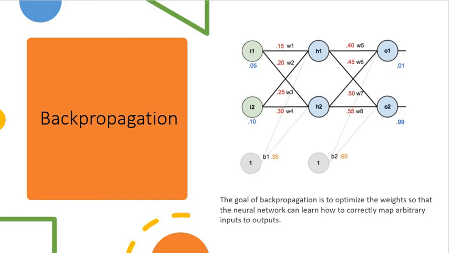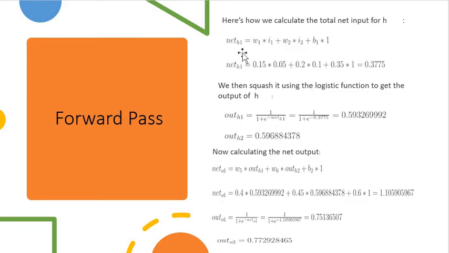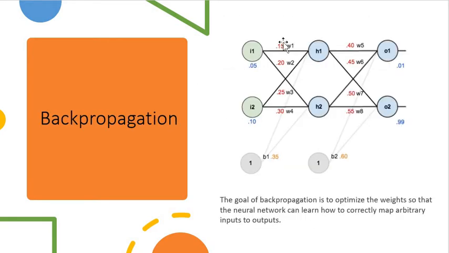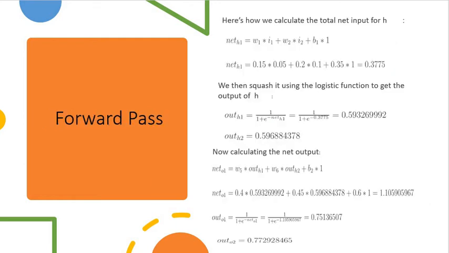Now let's go through a little bit of the calculation for these values. We already know the different values of the coefficients. So net H1 is going to be W1 into I1 plus W2 into I2 plus B1 into 1. If you go back to this diagram and see all the values of 0.15, 0.20, 0.25 and 0.30, you can put these values in the equation and I get my net H1 equal to 0.3775.